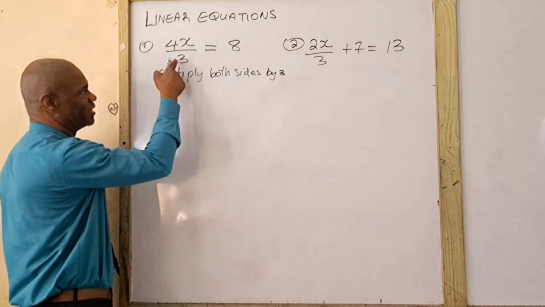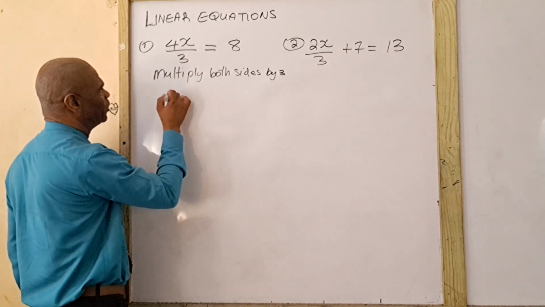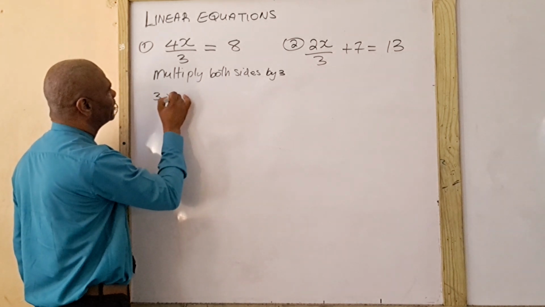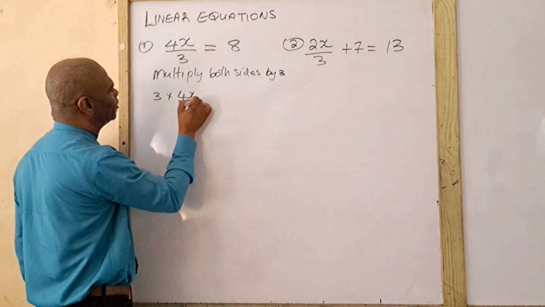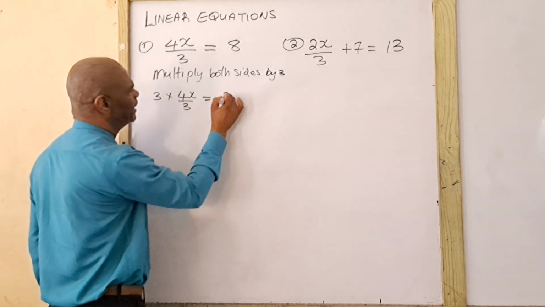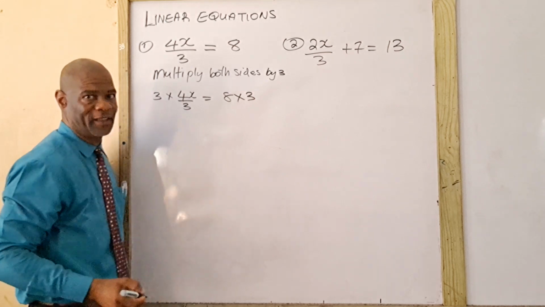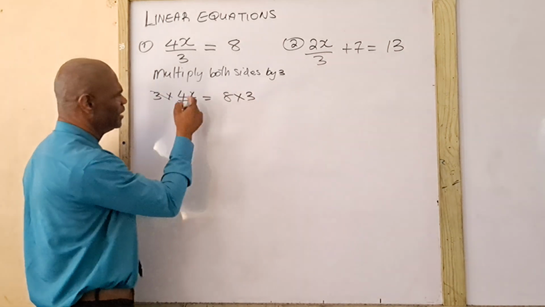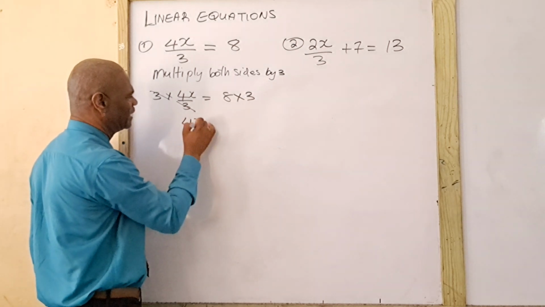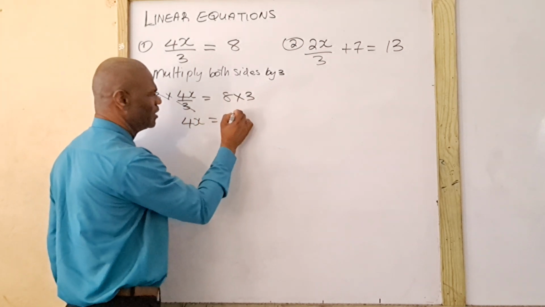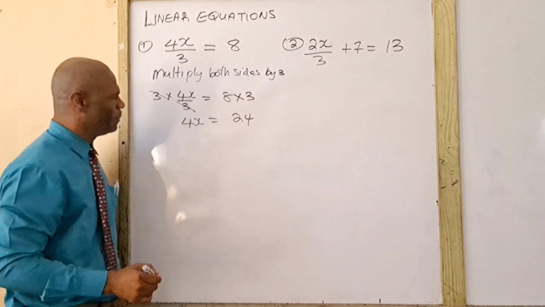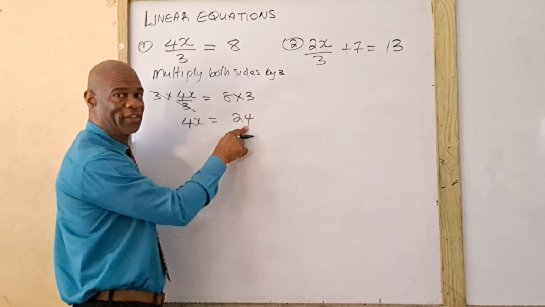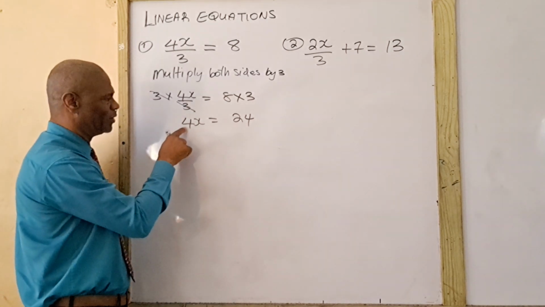The 3 is going to cancel here. So I'm left with, so let's write it. So 3 times 4x over 3 equals 8 times 3. Alright? Now, the 3's cancel, 3 to 3 is 1. On this side, I'm left with 4x equals 8 times 3, which is 24. Now I'm going to do what? We have 4 times the number equals 24. Right? So, we're going to do what now?